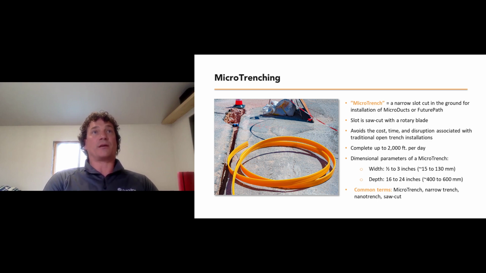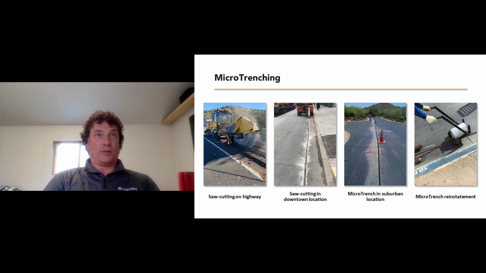Here's some pictures of some of the saw cutting. There's one on the side shoulder of the road, not directly in traffic. The second from the left is in a downtown location where they're taking that expansion joint between the asphalt and the curb. And a lot of people use right down the center yellow line of the road, in the crown of the road. They use that micro trenching.